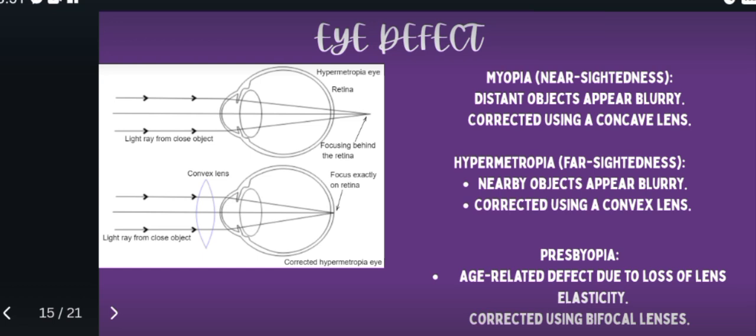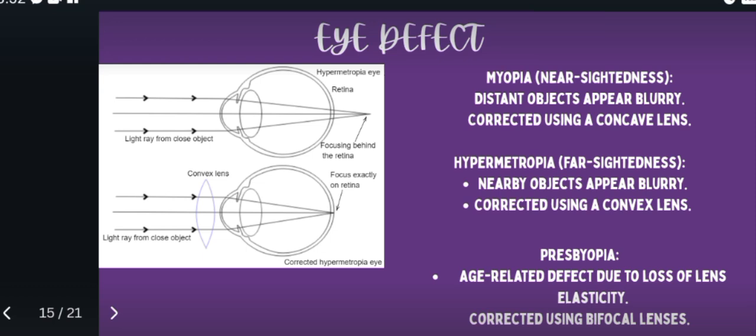So myopia, nearsightedness. If the object is at a distance, it appears blurry. When you are near, the object will appear clear. So for this kind of vision defect, we will need a concave lens to correct our eye vision.